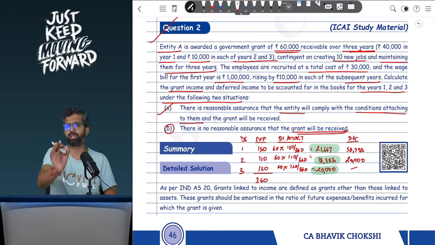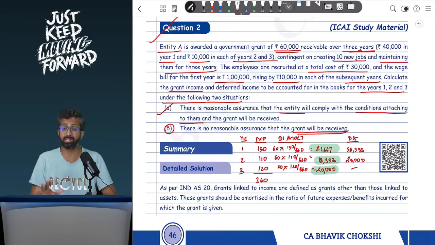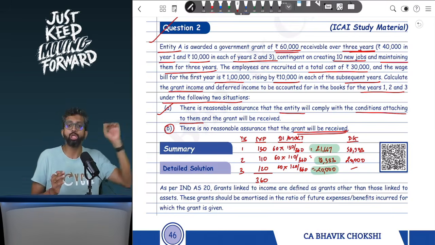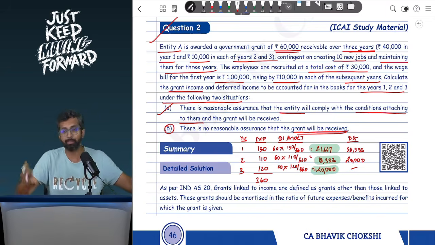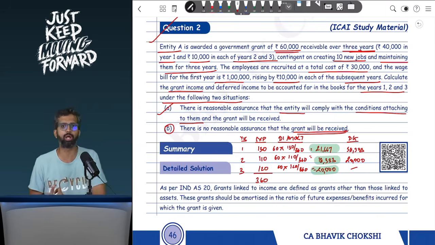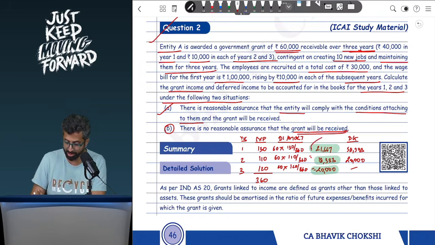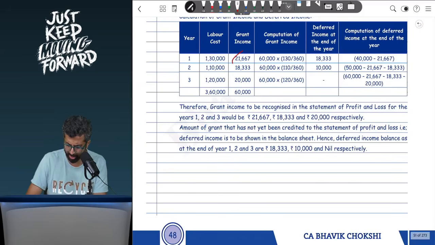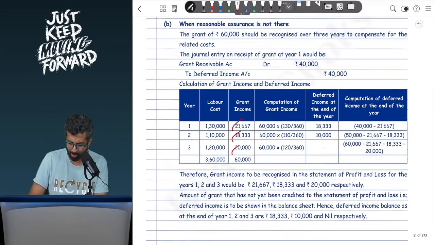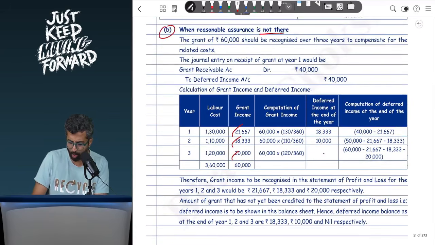But nevertheless, if it comes in the exam, for the purpose of maintaining consistency, we will do the same thing. That is, you will do the deferred grant amortization based on the entire 60,000. However, the deferred grant balance will be calculated based on the amount that is received. For example, the deferred grant amortization will still be the same, that is 21,667, 18,333 and 20,000. This is for part B, when there is no reasonable assurance.